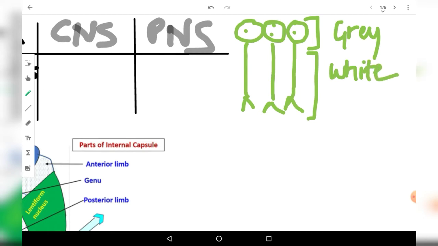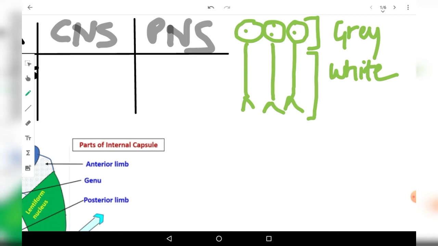This term is very basic. It would be used in the brain, cerebellum, or the spinal cord. The gray matter is H shaped in the spinal cord. So what do you mean by gray matter? Gray matter simply means there are many cell bodies in that area.